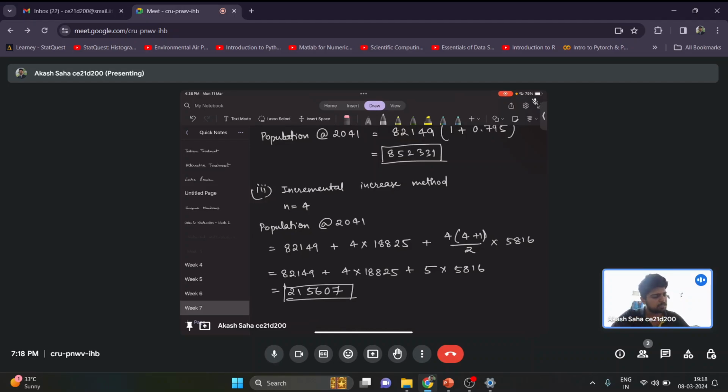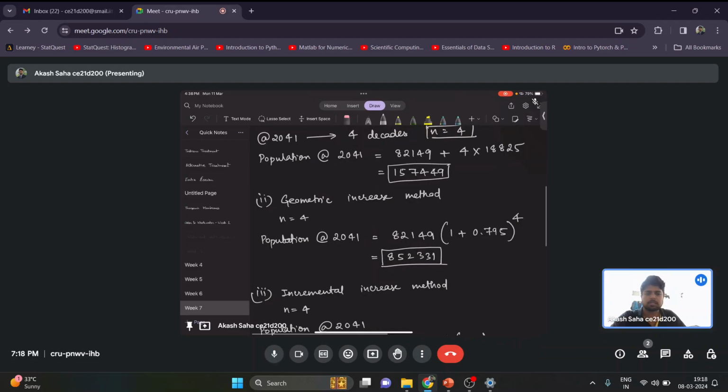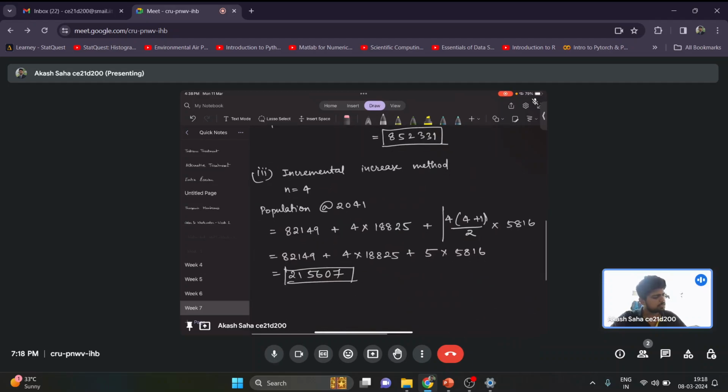So we can see that the population in the case of incremental increase is somewhat in between the geometric and the arithmetic increase level. Okay, see, it is considering this extra term here. So this is nothing but n into n plus 1 by 2. Okay, I hope you understood the problem.